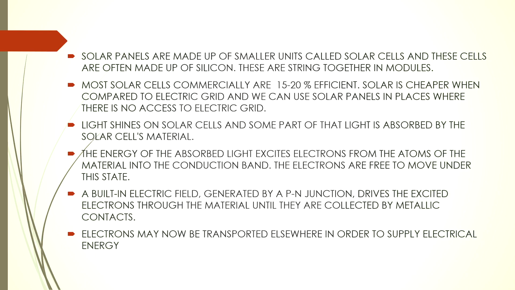If you see the inside of the solar cell, the energy is absorbed from the light and it excites the electrons from the atoms of the material into the conduction band. The electrons are free to move in this state. A built-in electric field generated by the p-n junction drives the excited electrons through the material until they are collected by metallic contacts. The electrons can then be transported elsewhere in order to supply electric energy.